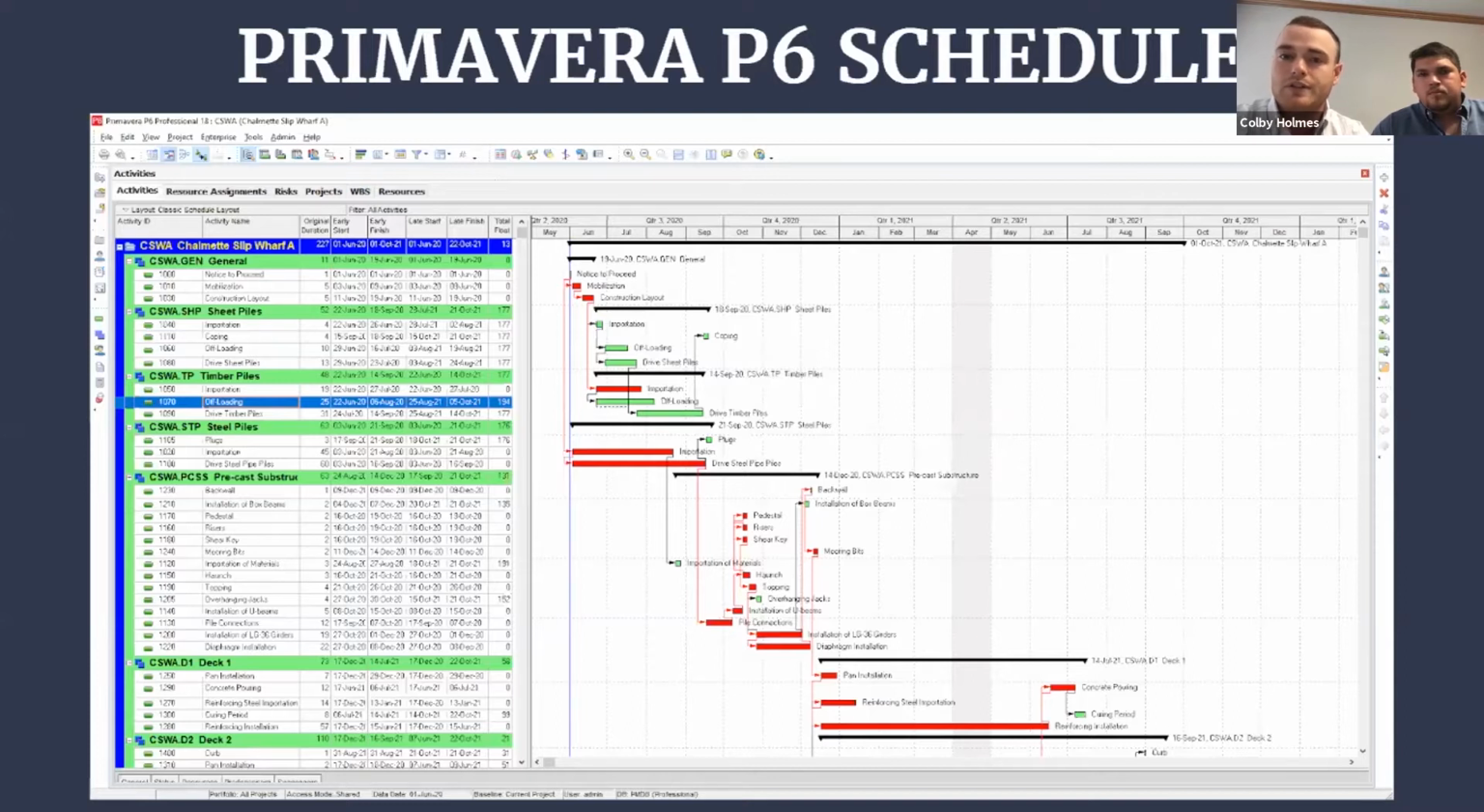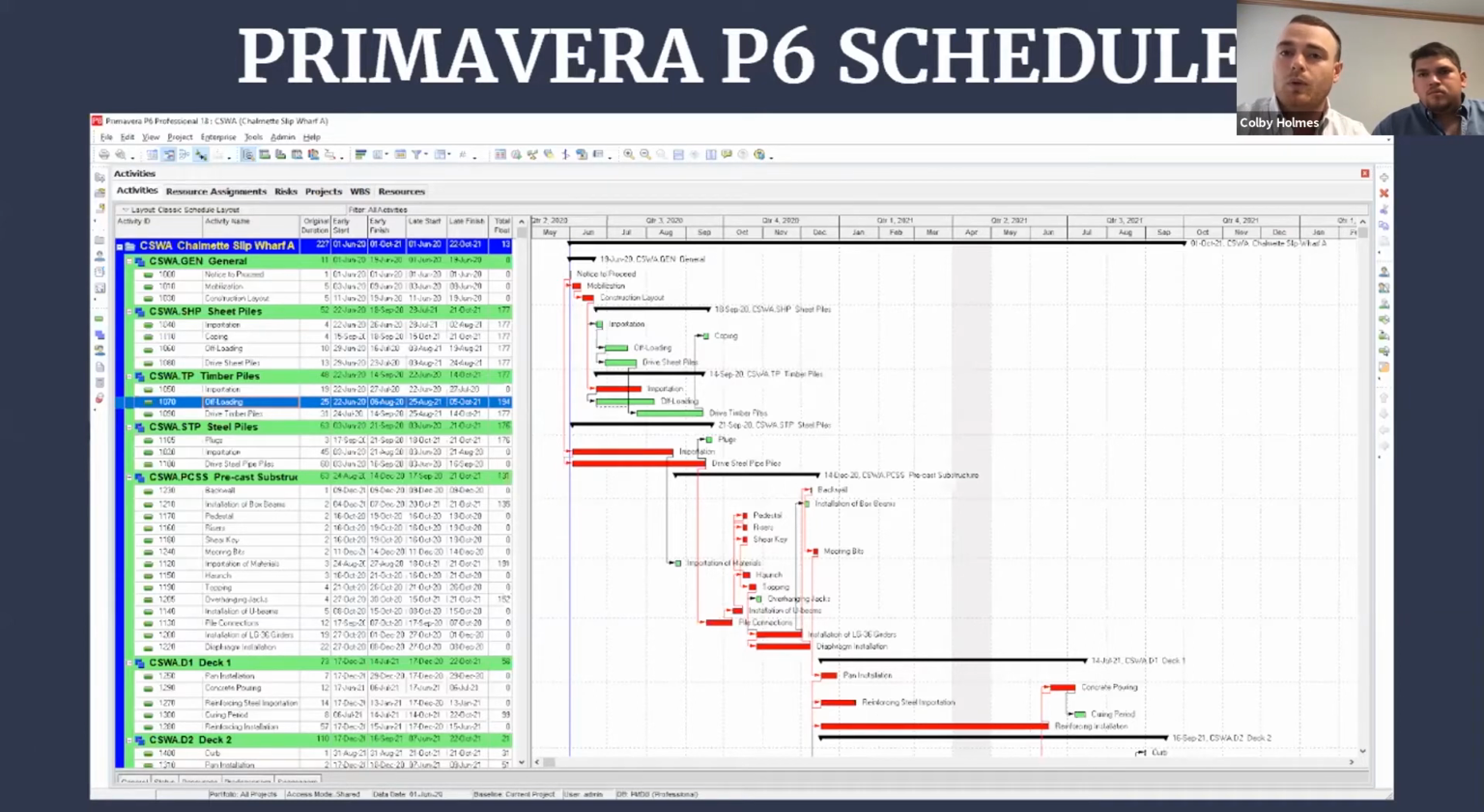So for instance, going back to those timber piles, we want to start driving as soon as we start getting the trucks in. So that's a start-to-start relationship. But for the coping, you can't pour a coping on the sheet piles until the sheet piles are done being driven. So that'll be a finish-to-start relationship.